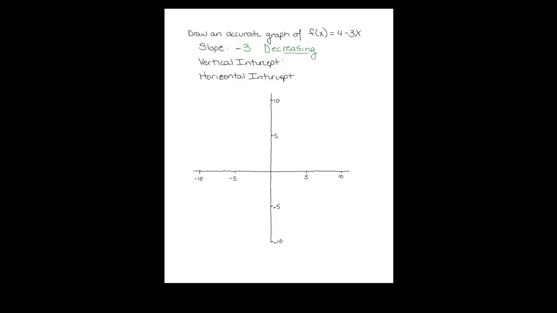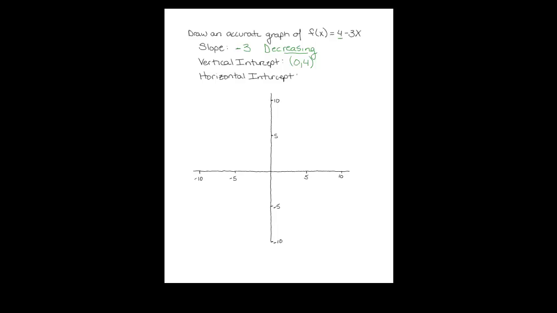This is going to be a really good check. When we get done graphing, the graph we wind up with has to be decreasing. Also, just by looking at this equation, we know the vertical intercept is 4. So the vertical intercept is the ordered pair 0, 4. So right away we have all the information we need to graph the line. We have a point and we have a slope. That's all we need.